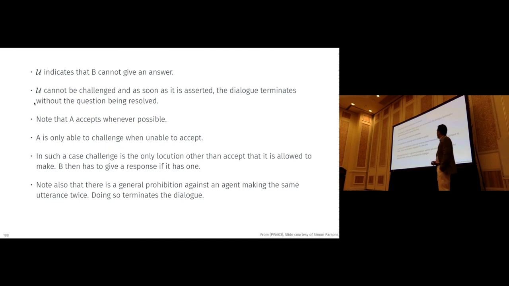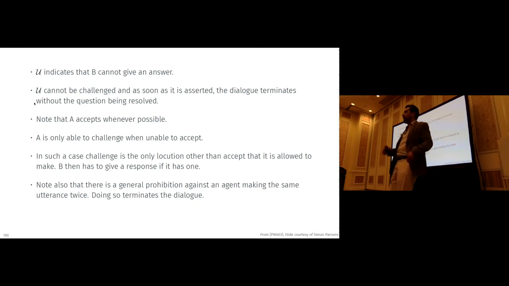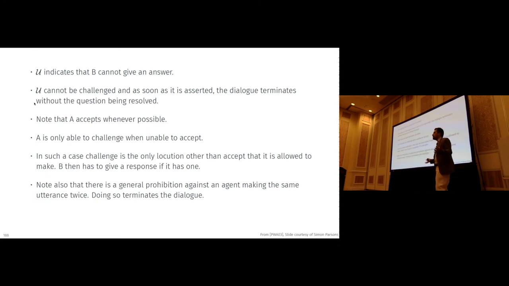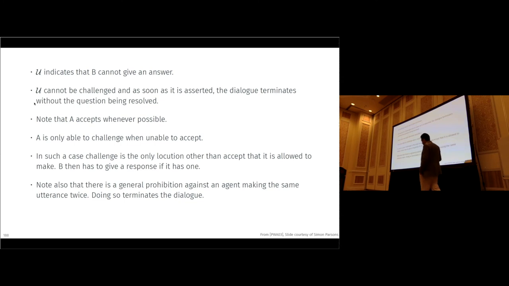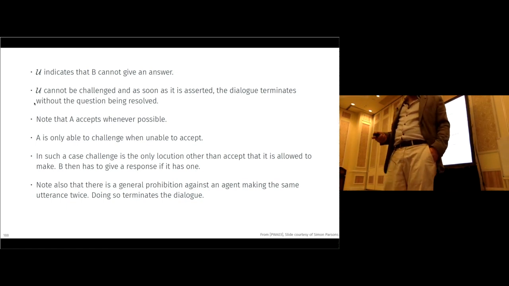This U in particular indicates that a party member cannot give an answer. It cannot be challenged, and as soon as somebody says, I just don't know, don't ask me anymore, the dialogue terminates. There is a presumption here, which is that this is about the non-cooperative type of game. So if A can accept, it must accept. That is one of the presumptions behind. And A is able to challenge something only if it is unable to accept it, so only if there is a reason not to accept it. There is also a general assumption that you cannot repeat the same locution twice. That is often the case in formal argumentation for dialogues.